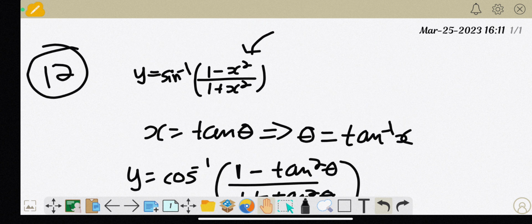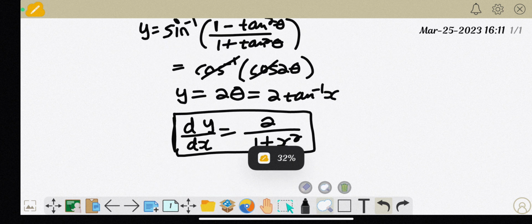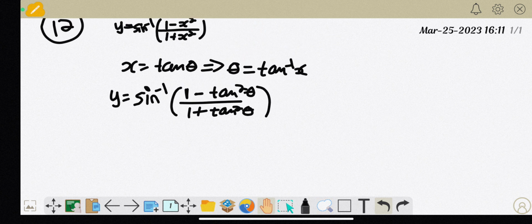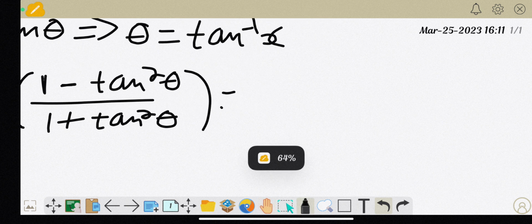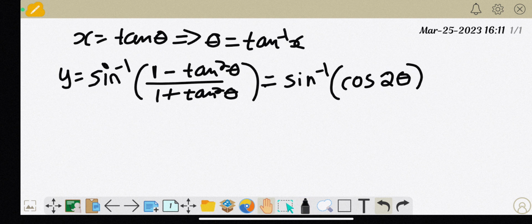Okay, so this is our question, correct? So let the substitution be the same. We are not making any changes. There is sine inverse. Okay, so from the next steps the answer will change. So now if I solve this, what will I get? Sine inverse of cos 2 theta, correct? So now cos, how can I write in terms of sine?